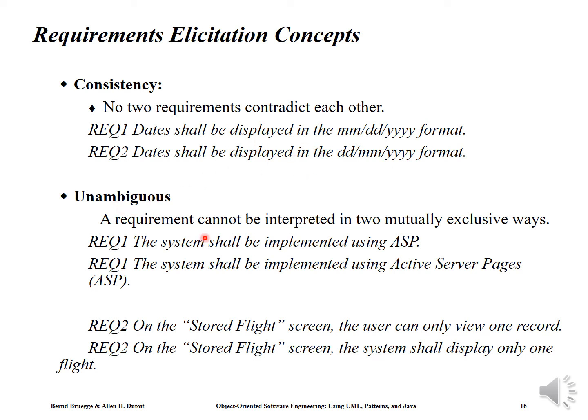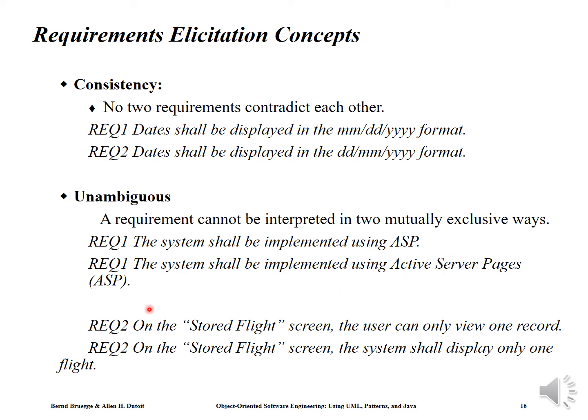Unambiguous, if a requirement cannot be interpreted in two different or mutually exclusive ways. So for example, the system shall be implemented using ASP. Now different users can interpret ASP in different ways. So such acronyms should be clearly defined. The correct version is the system shall be implemented using active server pages.